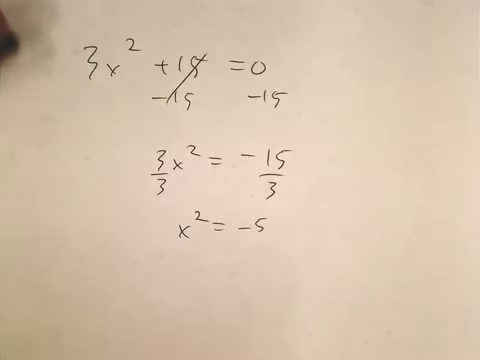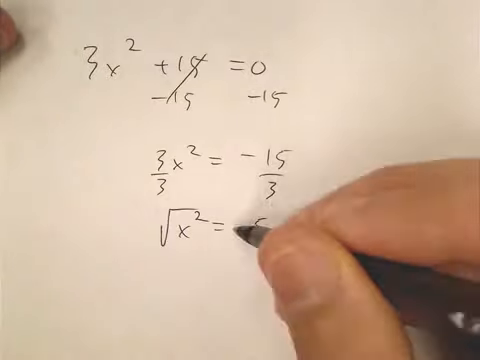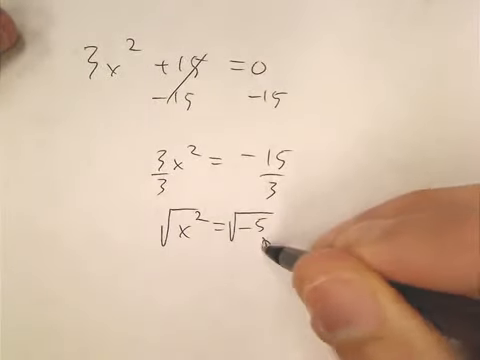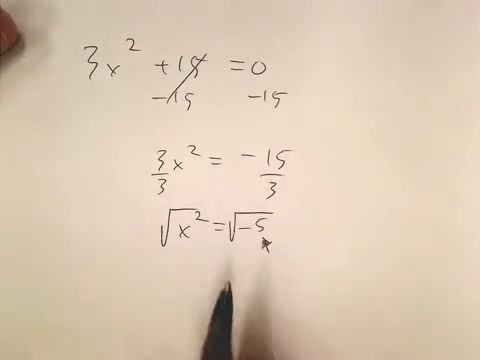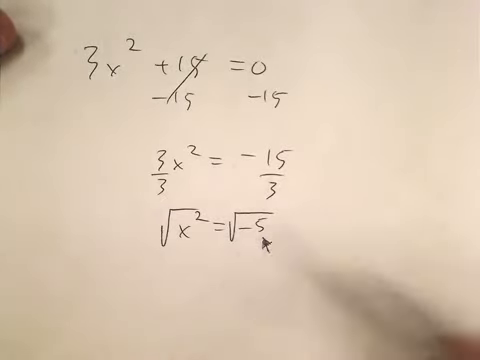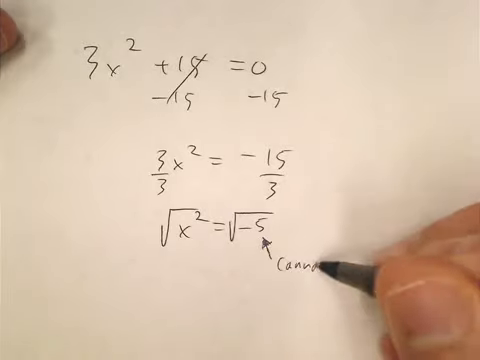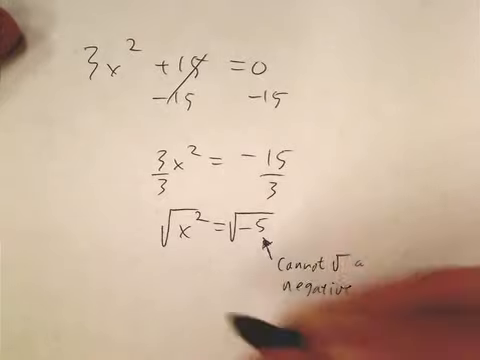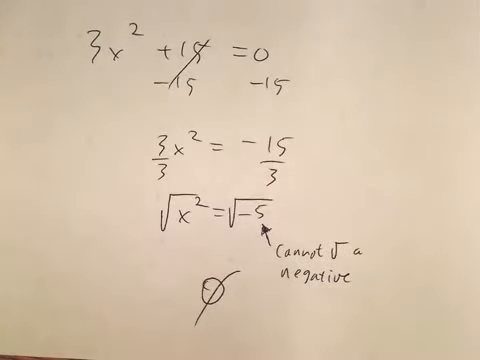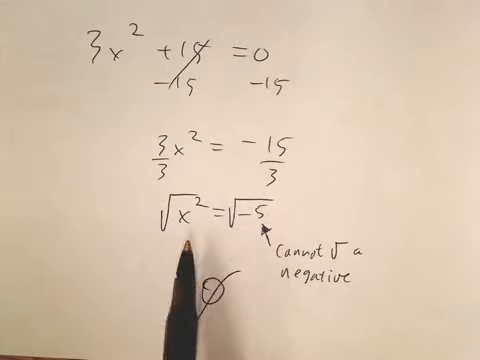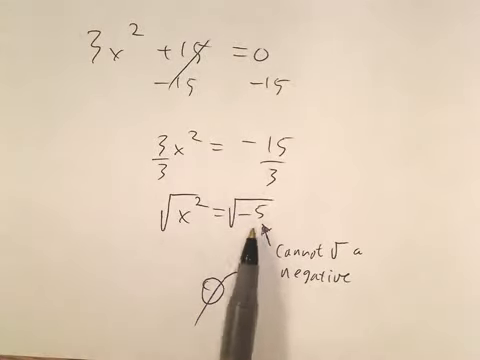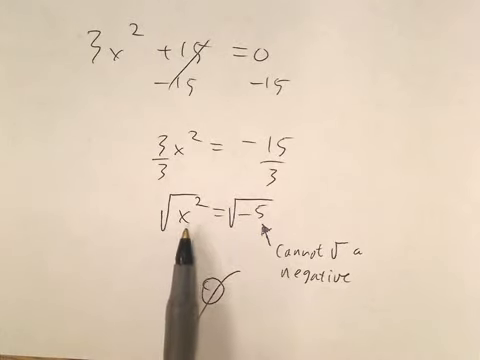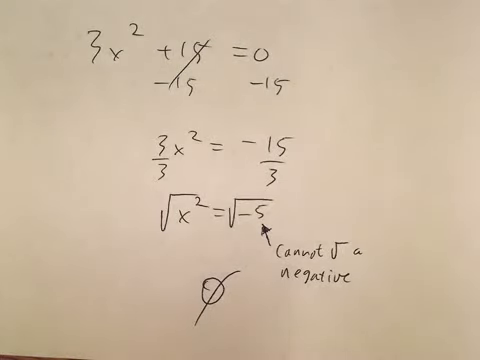Okay, so my next step here would be to square root. But you cannot square root a negative, at least not until Algebra 2. We need a whole different number system to square root a negative. So I'll put a circle with a slash. That's going to be my symbol for no solution. And the reason is, any number times itself will always give you a positive. A negative times a negative is positive, and a positive times a positive is, of course, positive. So when I have a squared equals a negative, you just can't do it. You cannot square root a negative.